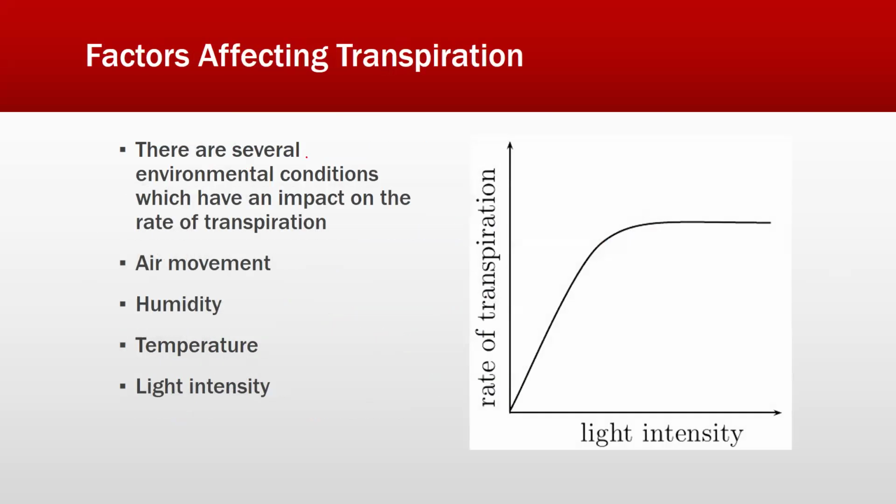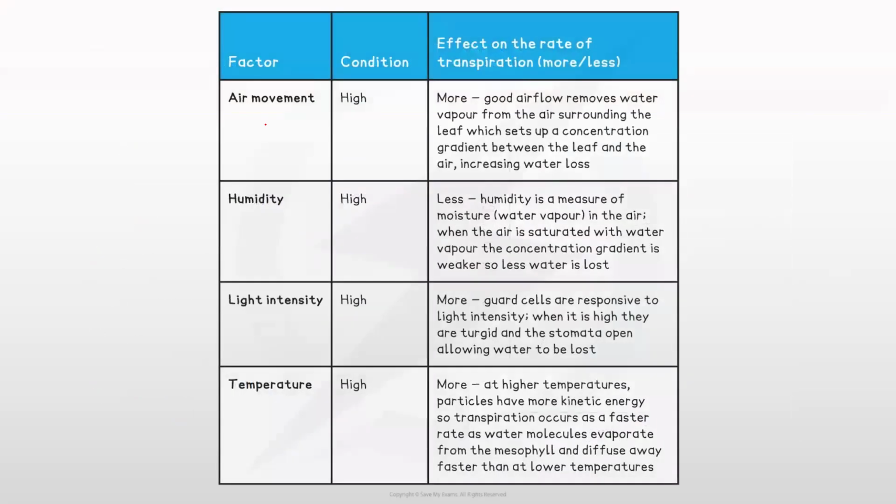Okay. There are also several environmental conditions which have an impact on the rate of transpiration: air movement, humidity, temperature, and light intensity. When air movement is high, obviously more airflow would remove more water vapor from the plants as well. High humidity means that there's already a high water potential outside. So that means there would be less rate of transpiration if the humidity is high.